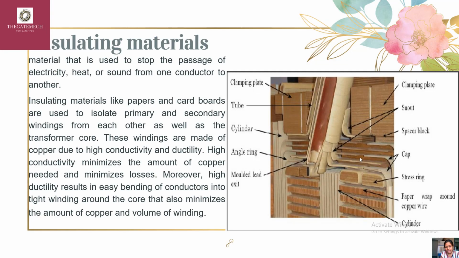Third is insulating material, which stops the passage of electricity, heat, and sound from one conductor to another. Materials like paper and cardboard are used to isolate the primary and secondary windings from each other, as well as the transformer core. These windings are made up of copper due to its high conductivity and ductility. High conductivity minimizes the amount of copper needed and minimizes losses. High ductility allows conductors to be bent into tight windings around the core.